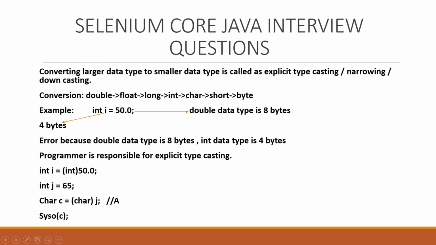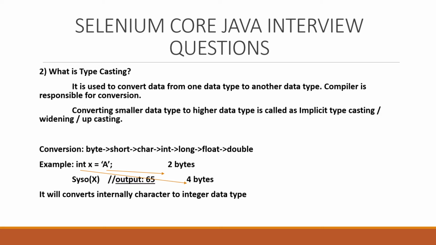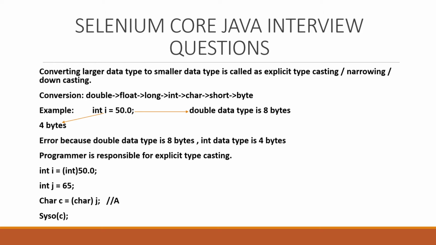Here the programmer is responsible for explicit typecasting, whereas in the case of implicit typecasting, who is responsible? The compiler is responsible for the conversion, whereas in explicit typecasting, the programmer is responsible.